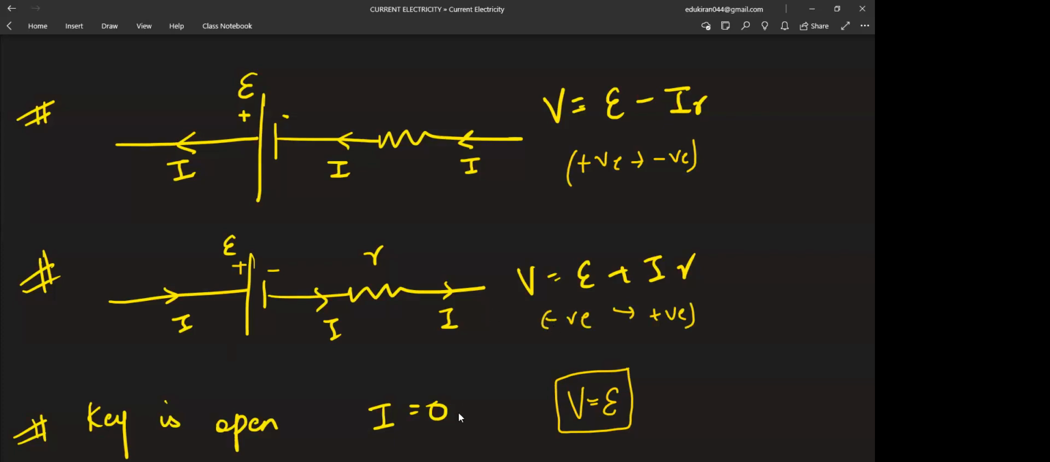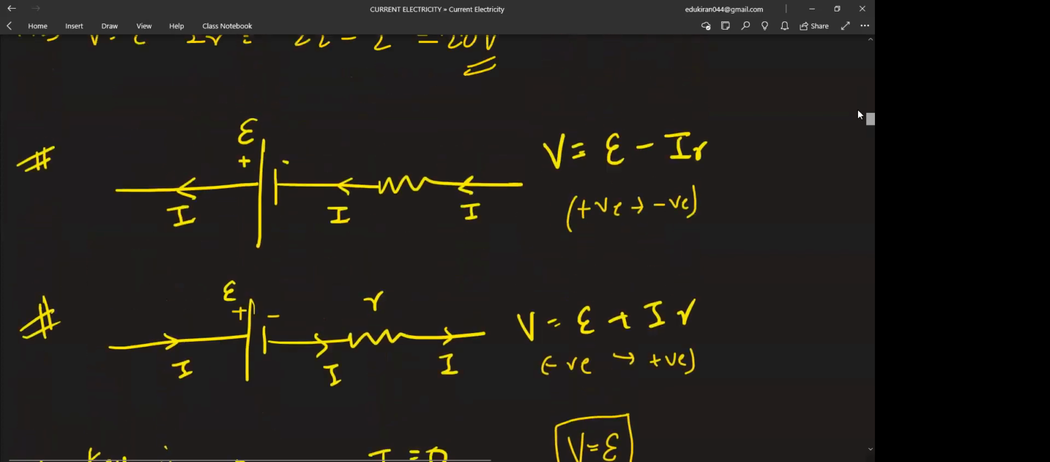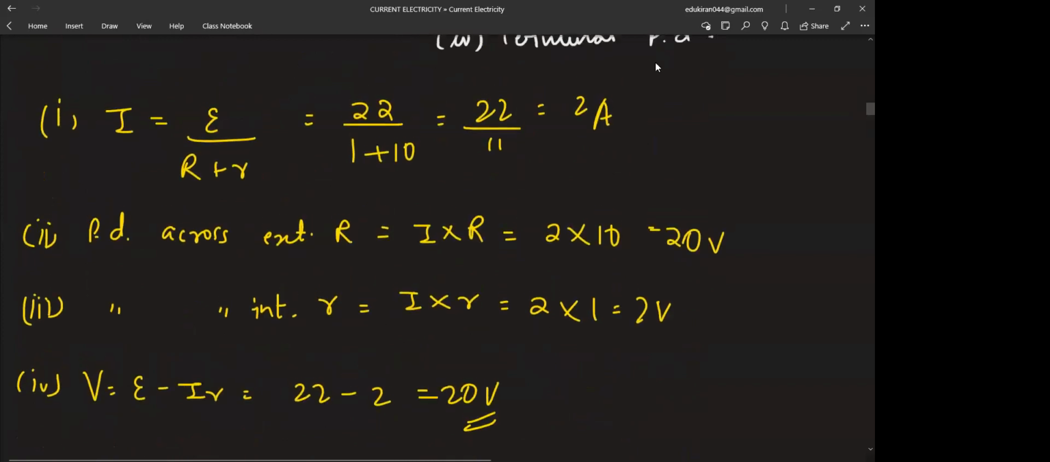And one thing, if the current is 0, that is your open circuit. So V becomes directly equal to E. These are just some note points. Write down this and add the note point as well.